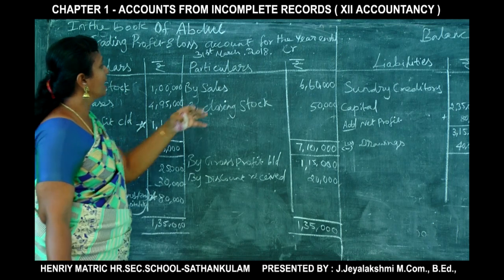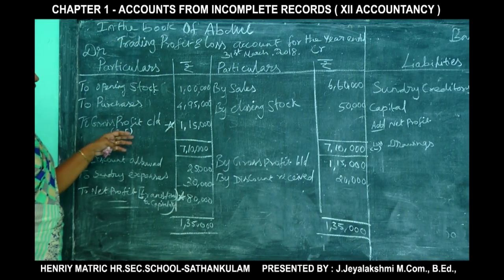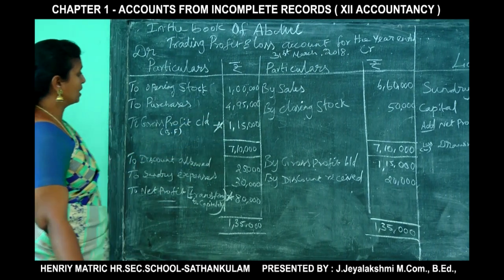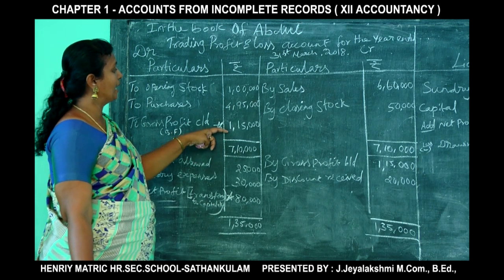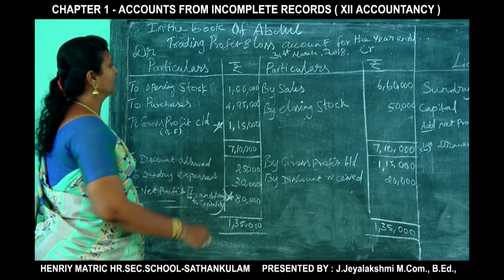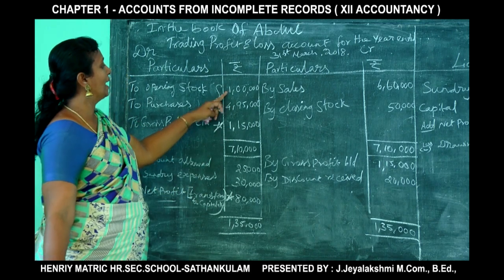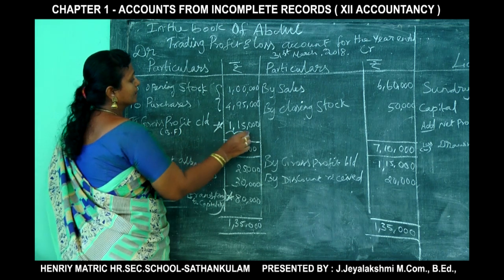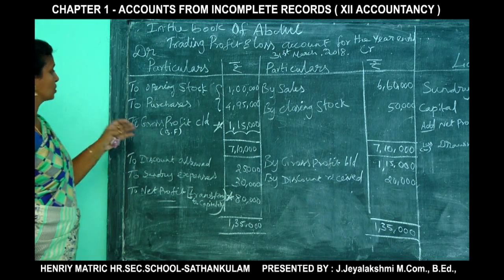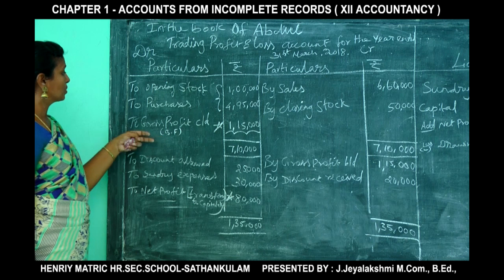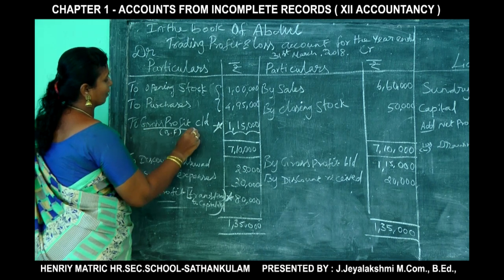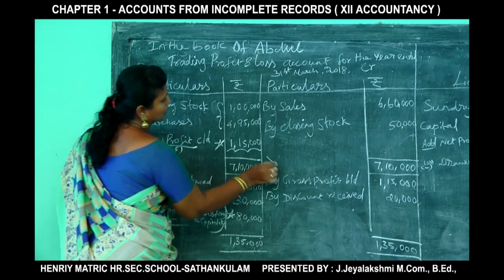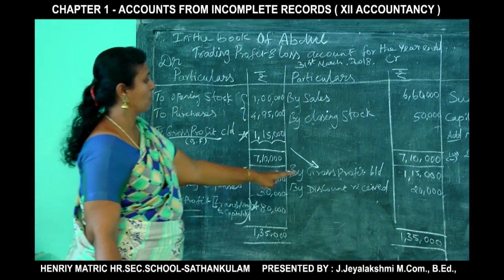Now we see the credit side is greater. So we have to deduct from 7,10,000, and we get 1,15,000. These two amounts should be added, which amount is that, 1,04,93,000. We deduct from 7,10,000 and we get 1,15,000. This is the balance figure, so that amount is written as gross profit carried down. This amount should be carried to the credit side, so by gross profit brought down.